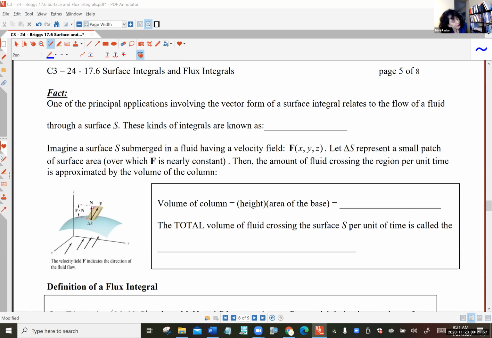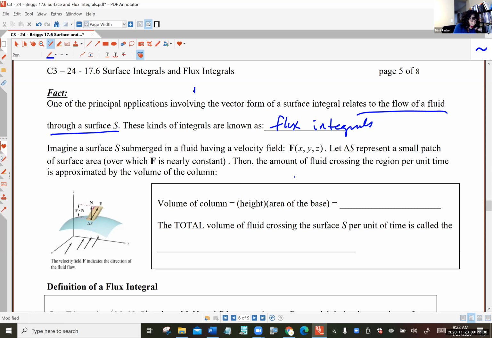Fact. One of the principal applications of a surface integral is relating to the flow of a fluid through a surface. Really? Yeah. And those kinds of integrals are called flux integrals. And our physics brethren care about these very much. That's a lot of what they do, is flux. Now, we've already done a little bit of flux in this class. Really? I don't remember. Look, there was some flux on your quiz you just took for me. What do you mean? Look, when I asked you to find the flux of a vector field through a curve, we did one of those.